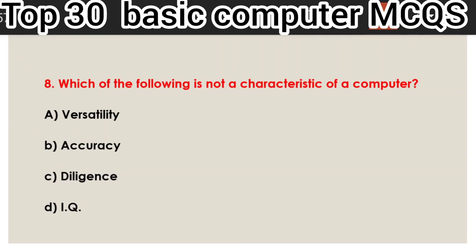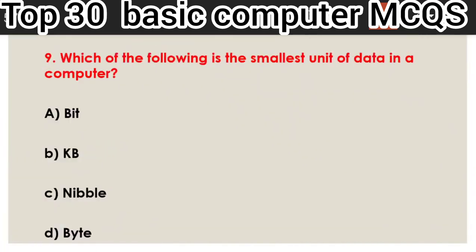Which of the following is not a characteristic of a computer? A. Versatility. B. Accuracy. C. Diligence. D. IQ. Correct option is D. IQ. Intelligence question. Which of the following is the smallest unit of data in a computer? A. Bit. B. KB. C. MB. D. Byte. Correct option is A. Bit.